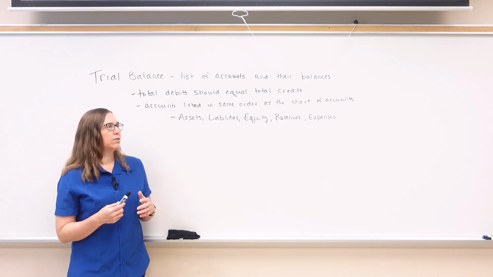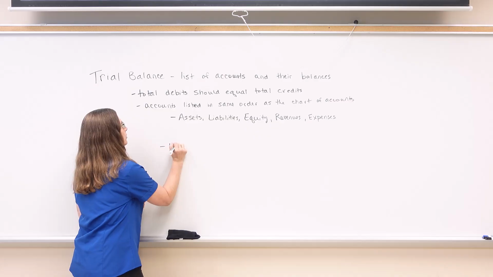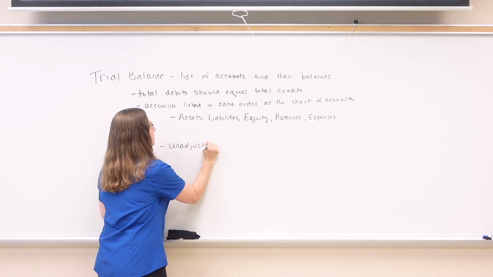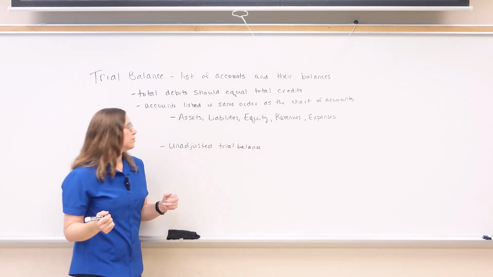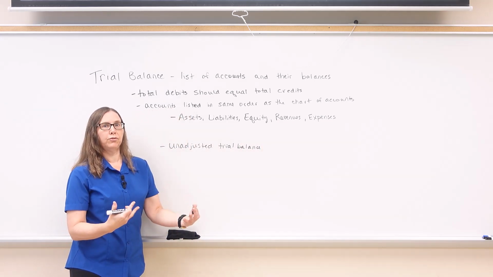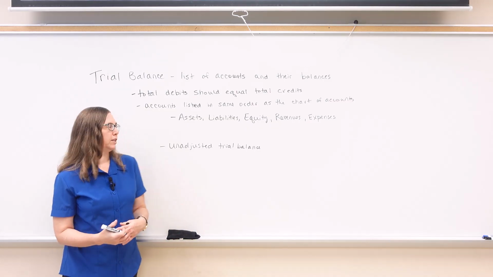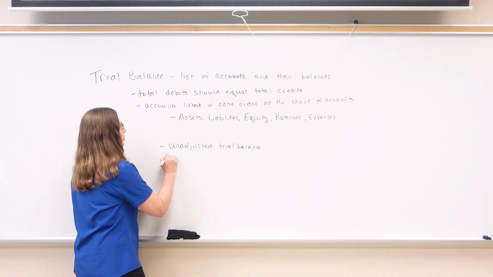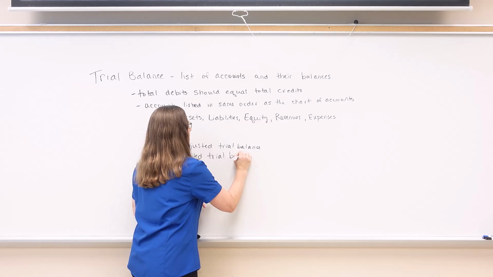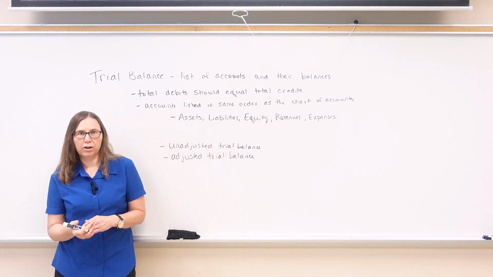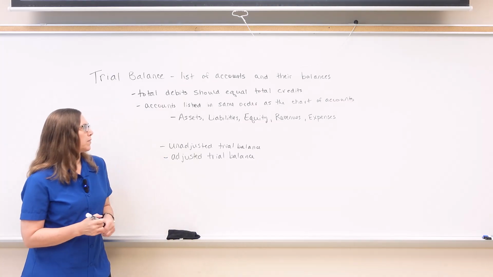And there's something called an unadjusted trial balance and an adjusted trial balance. So you have an unadjusted trial balance, which is what you would prepare before you do your month end or year end adjustments, which I'm going to talk about in a future video. And then you also have your adjusted trial balance. And an adjusted trial balance is simply a trial balance after you've done the adjusting entries at the end of the accounting period. And that's it.